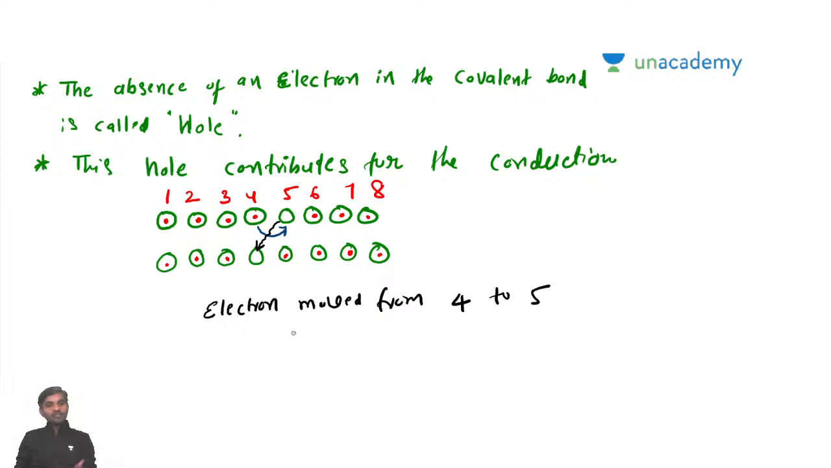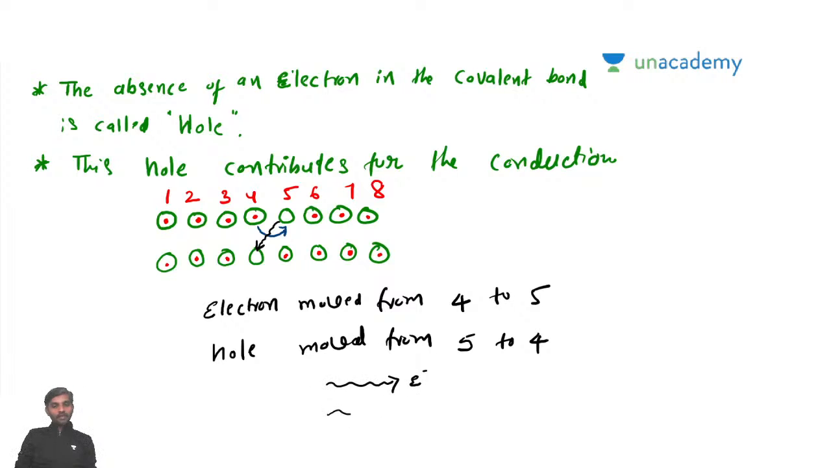But how is it looking, sir? The hole moved from 5 to 4. So if the electron is flowing in this direction, then the hole moves in the opposite direction.